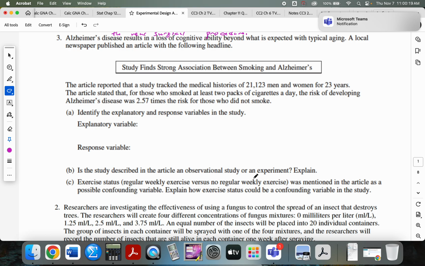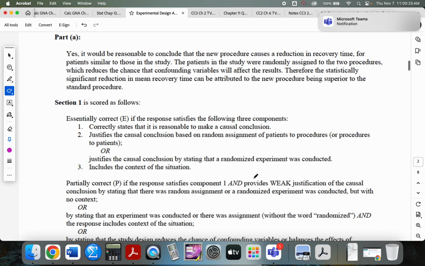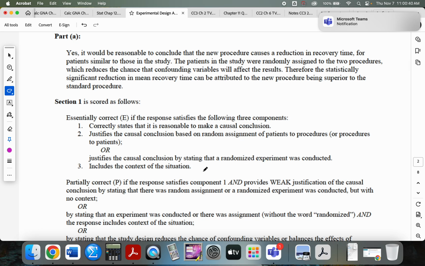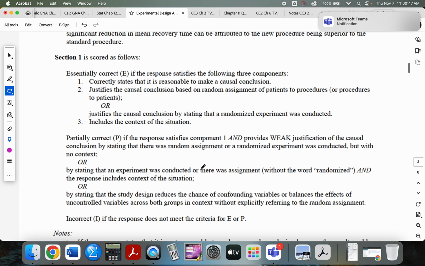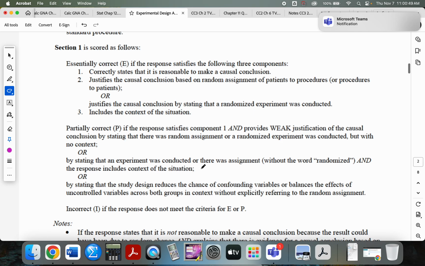So did you, on the last one, only get partial credit? Actually, let's look at that real quick. It correctly states that it's reasonable, all right, I did that. It justifies the causal relationship based on random assignment of patients to procedures, or by stating that a randomized experiment was conducted. I think it would have gotten everything. I did it in the context of the situation. Yeah. And then they have all these partial and incorrect things.